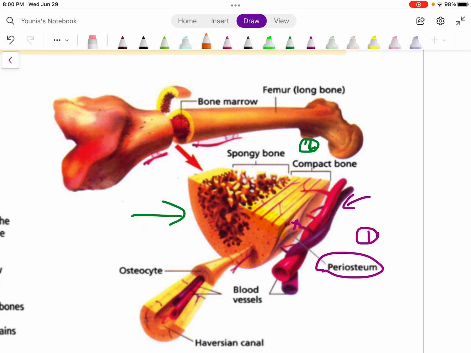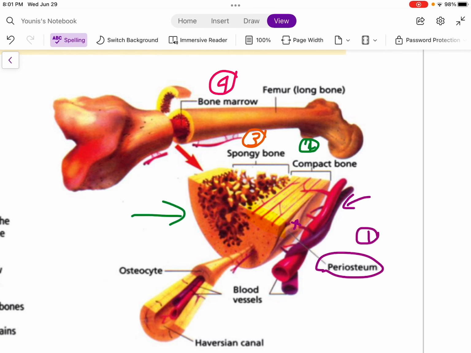Then there is spongy bone. It's called spongy because, just like a sponge, it is porous, it has many cavities and gaps inside. The fourth one is the bone marrow, which is not in the section, but as you can see, it can fill the cavities of the spongy bone, and it is located in the center of long bones, in their shafts. So these are the four main parts of a long bone.